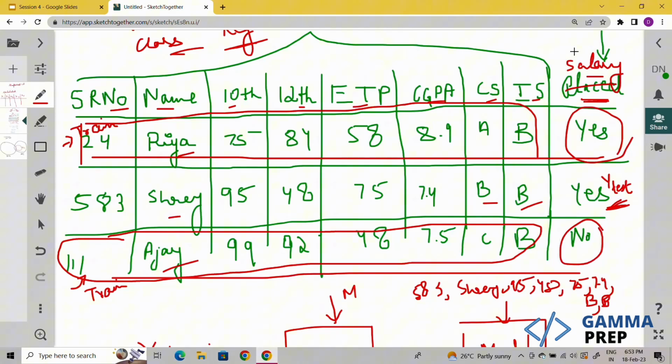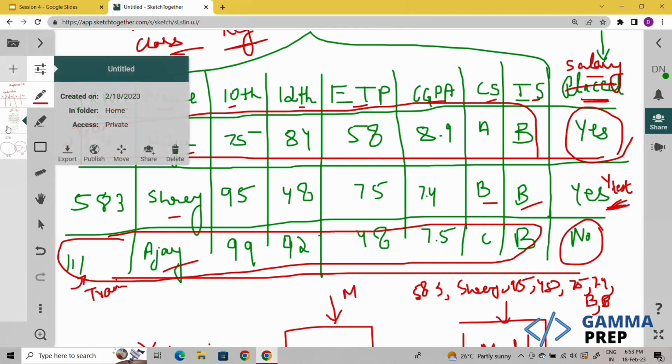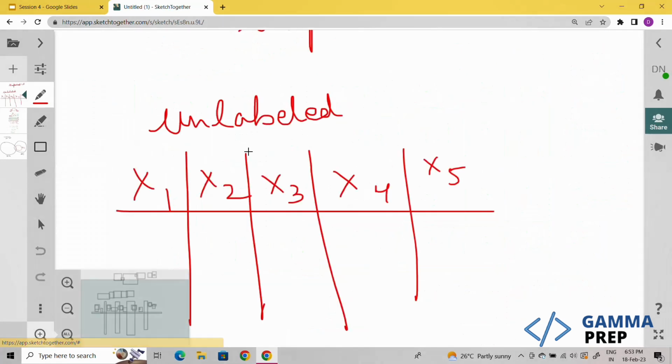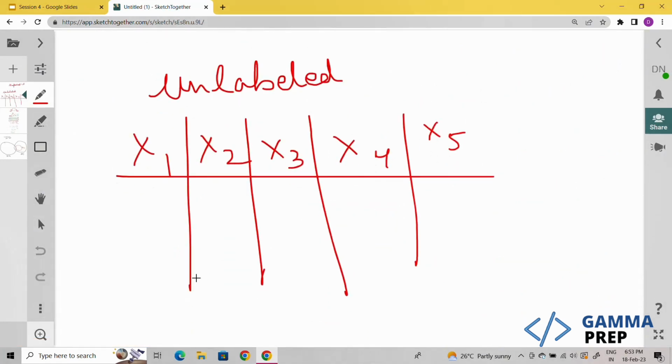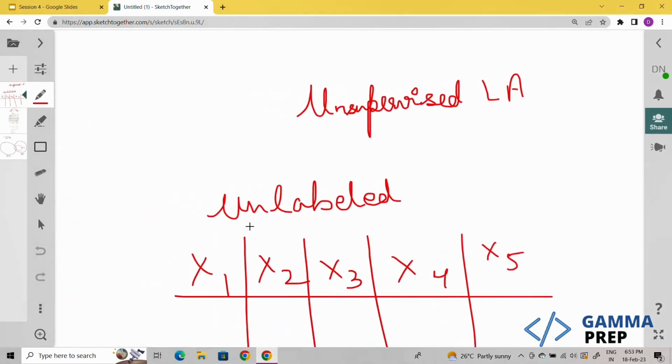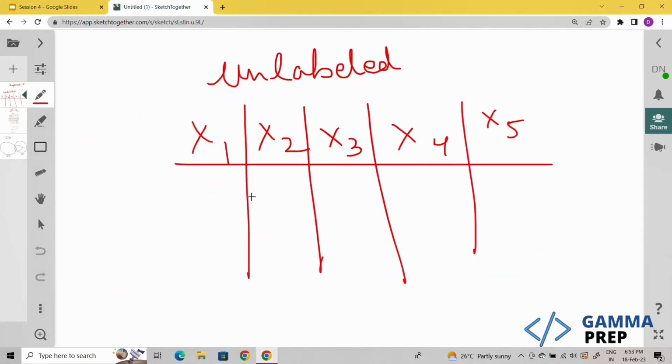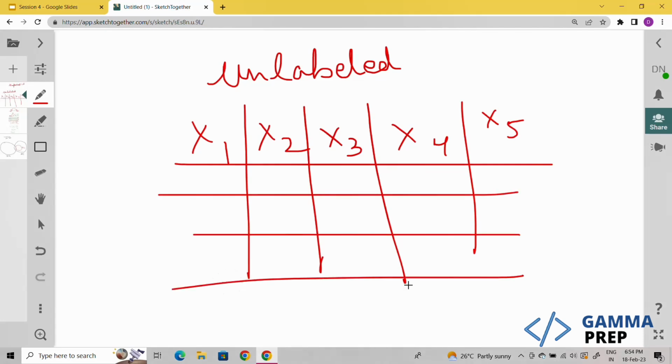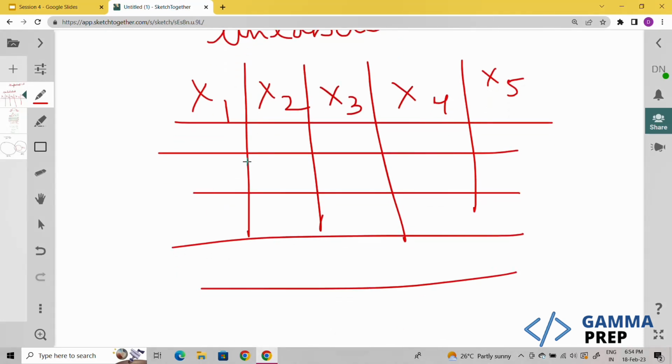We have all these attributes and we are not trying to predict anything, but let's say based on all these attributes, we are trying to divide or group the data into 3 or 4 categories, into 3 or 4 clusters. So let's say we have x1, x2, x3, x4, x5 as the attributes, and then we have the details of all the students. We have their x1, x2, x3, x4, x5.